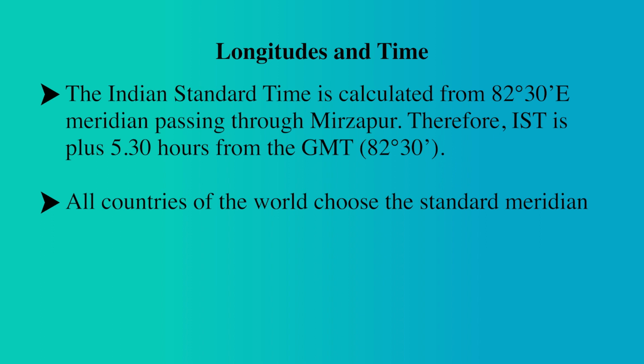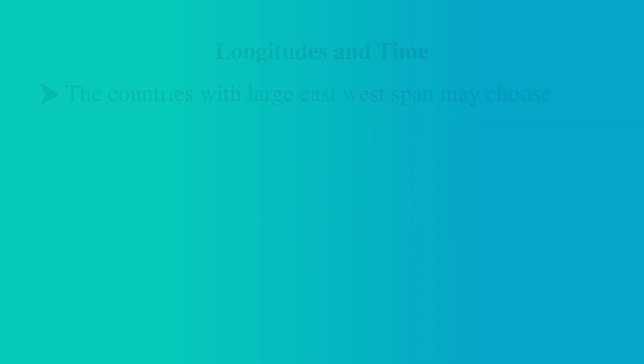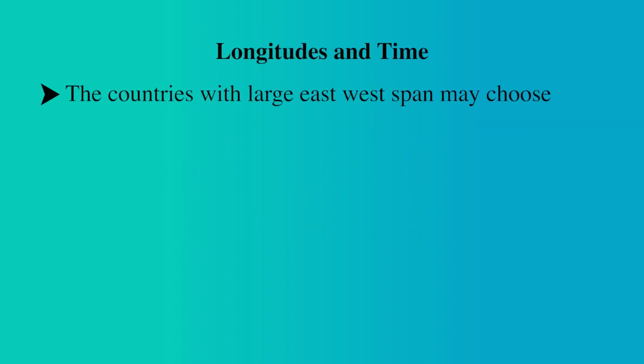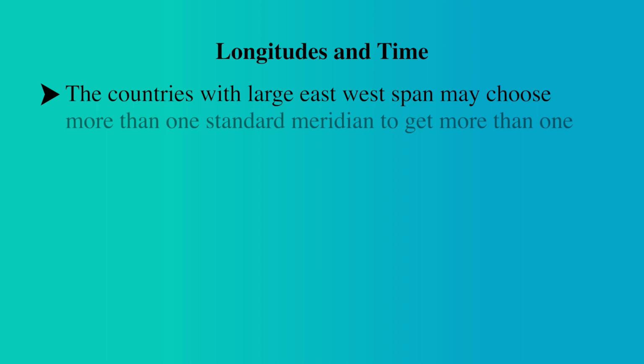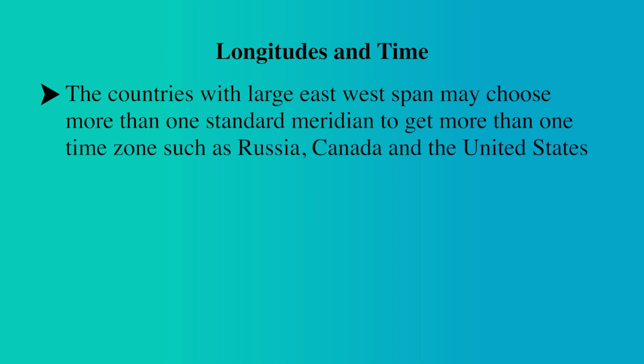Similarly, all countries of the world choose standard meridians within their territory to determine the time within their administrative boundaries. Thus, the world has been divided into 24 time zones of 15 degrees each. The countries with a large east-west span may choose more than one standard meridian to get more than one time zone, such as Russia, Canada and the United States of America.